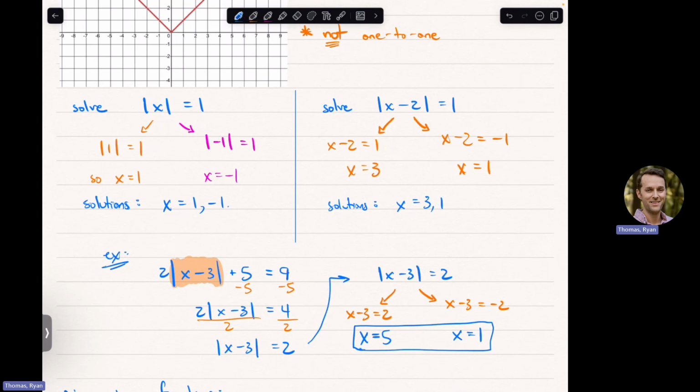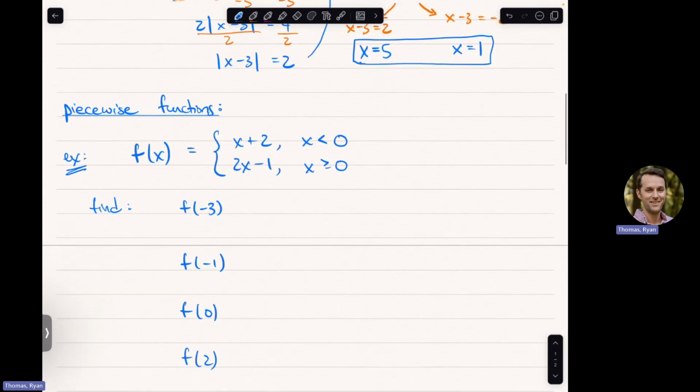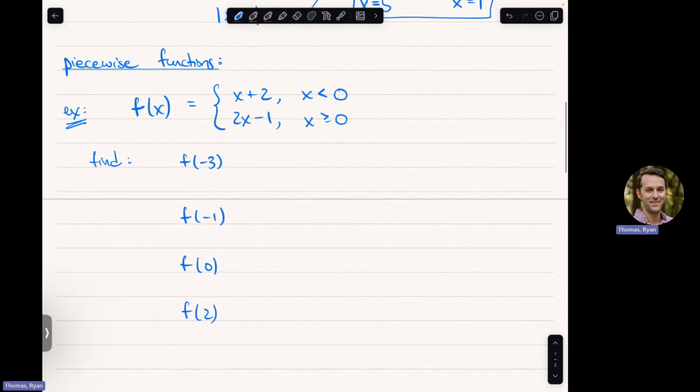We'll do more examples and practice problems and everything in class, and kind of see what else can happen. We'll also get into solving inequalities and talk a little more about how we can approach that. But this should give us a good starting point for dealing with absolute value equations. The other thing I wanted to mention real quick are piecewise defined functions.